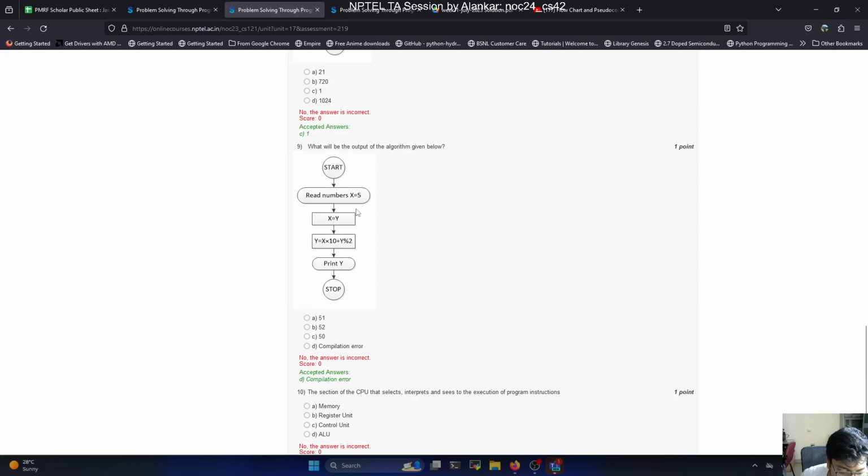Can you see the cursor where I'm highlighting? Yes, sir. Okay, great. Yes, I can see. Okay, great.